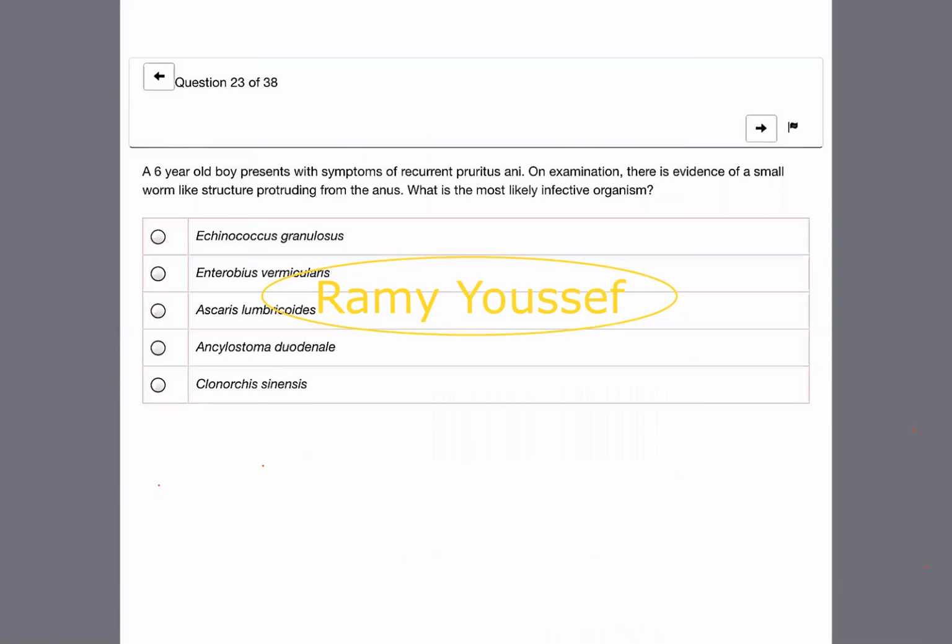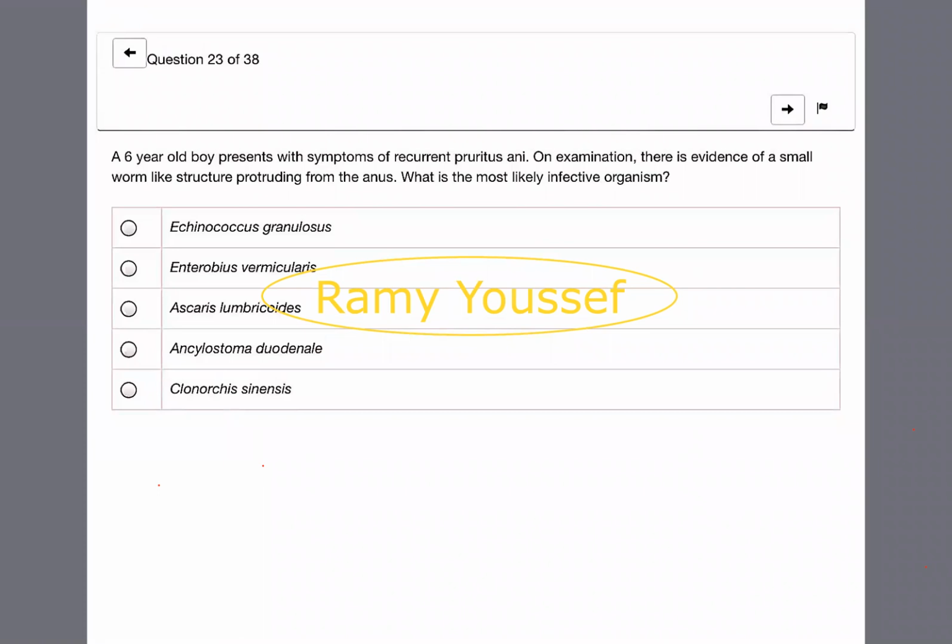Next question, Dr. Idok. A 6-year-old boy presents with symptoms of recurrent pruritus ani. On examination, there's evidence of a small worm-like structure protruding from the anus. What is the most likely infective organism?